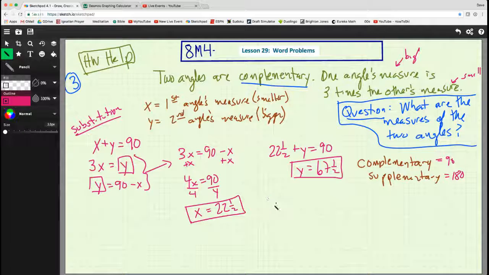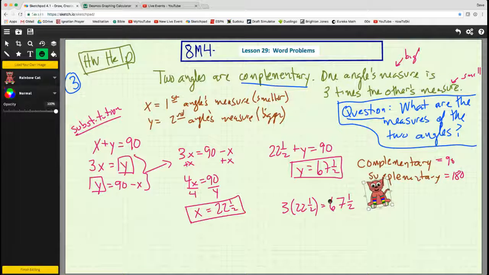And you can check it by saying, well, does 3 times 22.5 equal 67.5? And if you work that out, it comes to true. I'm not going to do this math. I mean, you can do it. Well, let's just do it just for fun.